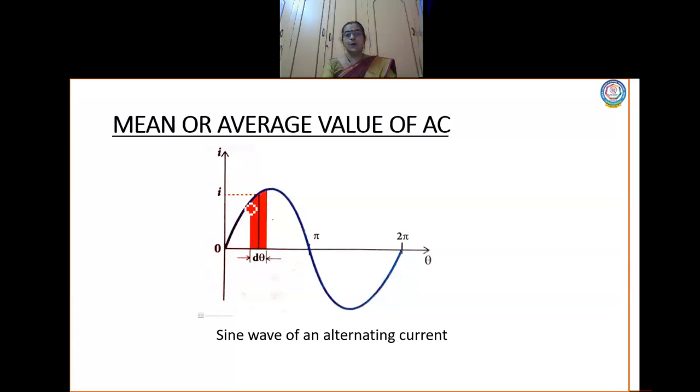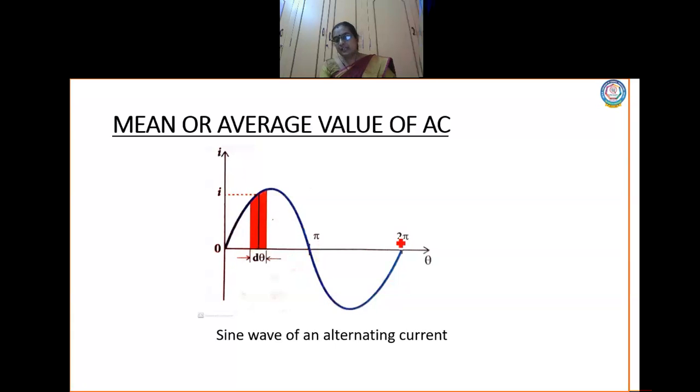So during positive half cycle, from 0 to pi, you call this cycle as positive half cycle. During positive half cycle, the value of current is taken as positive. Then during negative half cycle, the value of current is taken as negative. So when you calculate the average value for one complete cycle, now imagine the value of current from 0 to pi as 5 ampere.